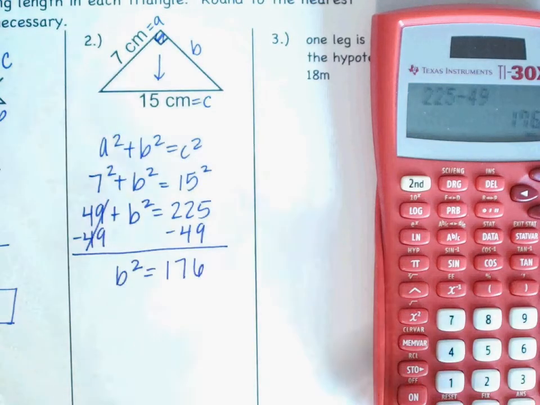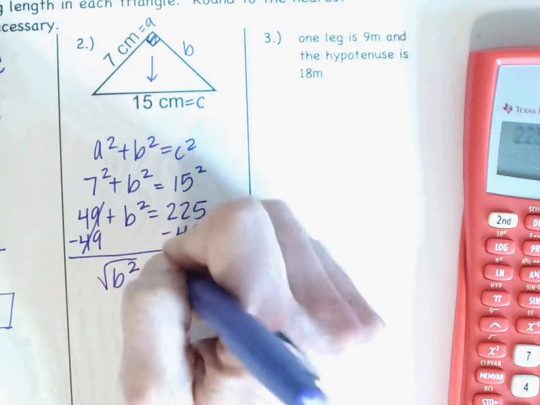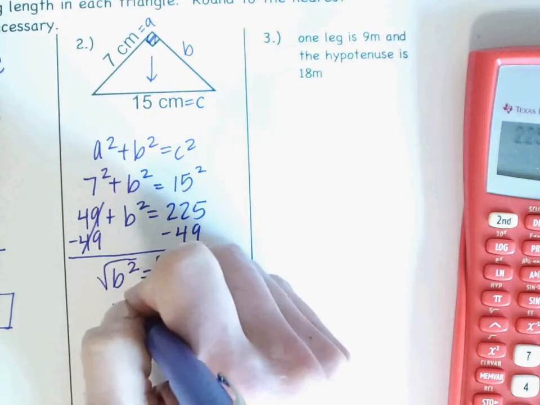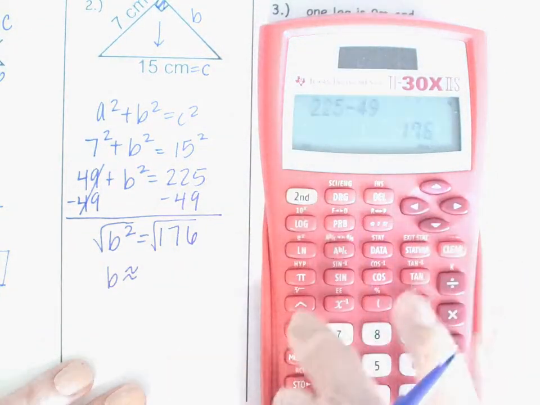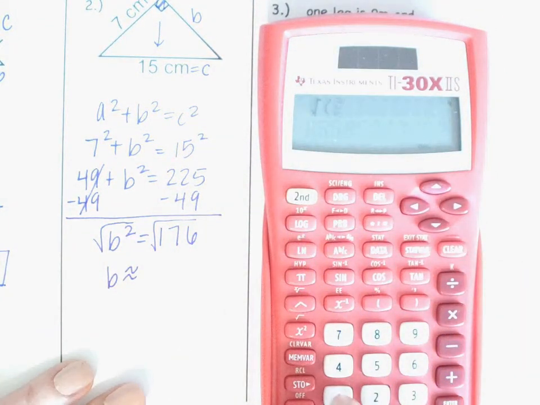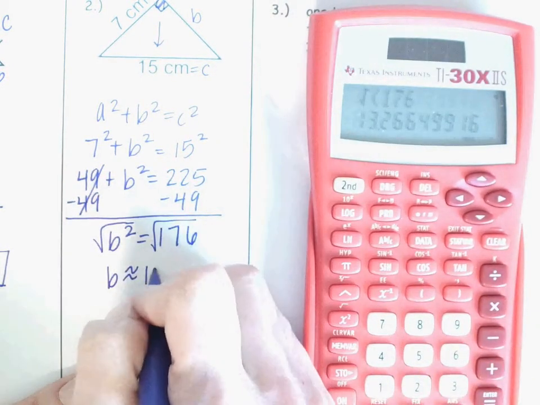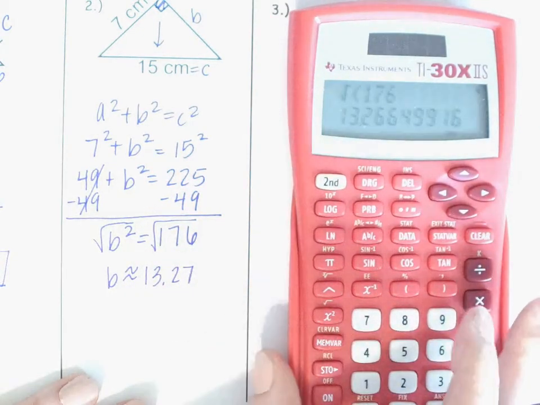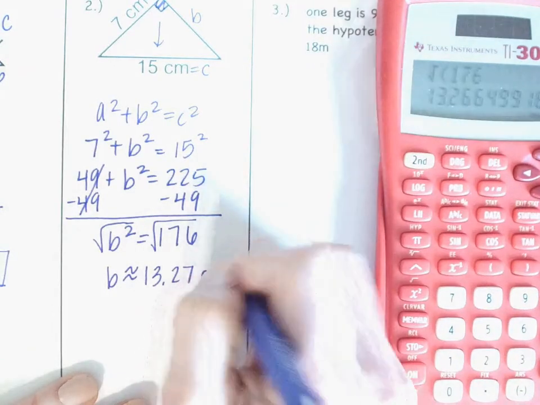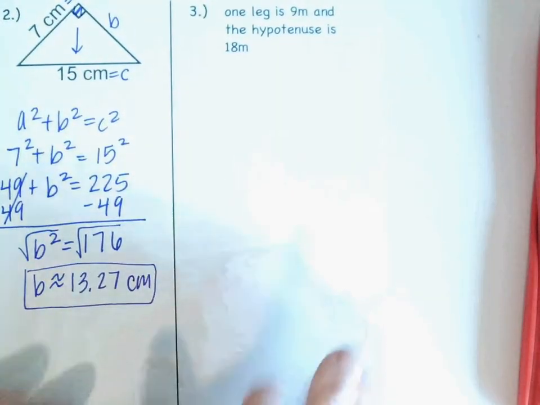My last step here, again, my goal is to solve for B. So if I have B squared, the inverse of B squared is to find the square root. If I do it to one side, we do it to the other. 176 is not a perfect square. So second, x squared, 176. And so again, I'm finding the square root, and it's 13 and 27 hundredths. When I round to the hundredths place, that's in the directions, so that's why I'm doing it. And we'll put that label of centimeters on there for you. Okay. All right, the last one.